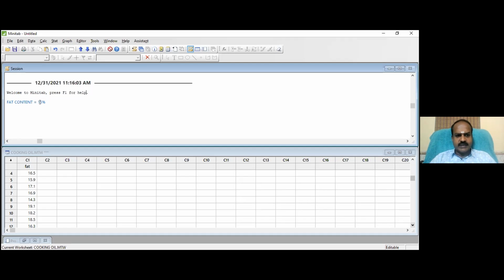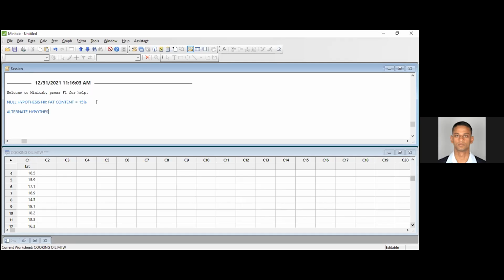When I say fat content is equal to 15%, tell me what is this statement? Is it the null hypothesis or the alternate hypothesis? Null. Wow, beautiful. This is the null hypothesis. I will give it the symbol H0. Can one of you tell me what the alternate hypothesis is now? Not equal to 15. Beautiful. So the alternate hypothesis H1 is fat content not equal to 15.